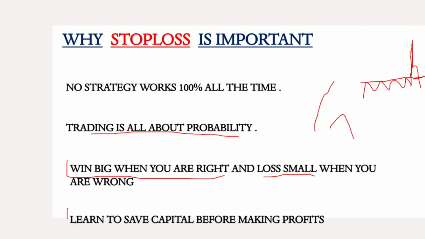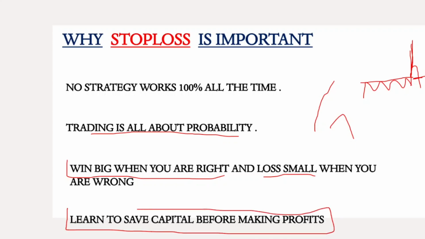The last thing is to learn to save capital before making profits. Whenever a beginner enters the market, he always thinks about profits. He will invest 1 lakh rupees and think that he will regularly make 10,000 rupees and make big money and buy a Lamborghini and do all the expensive things. This is what happens whenever a beginner comes into the market.